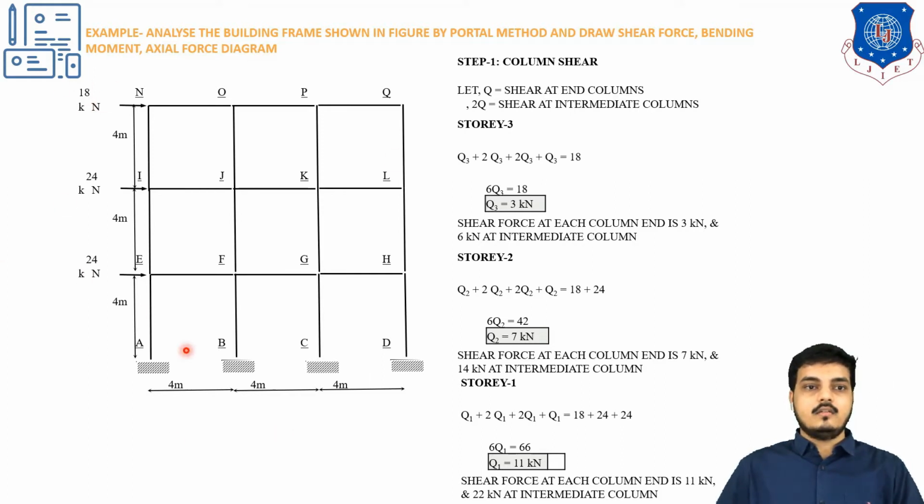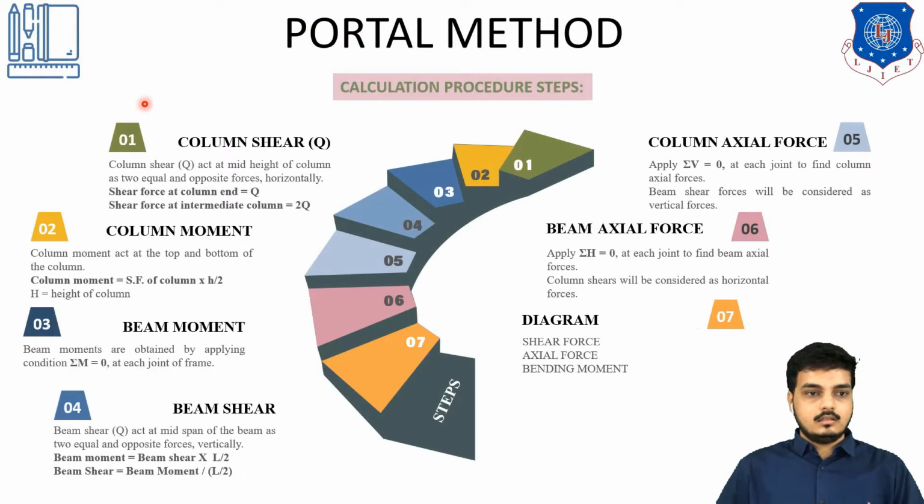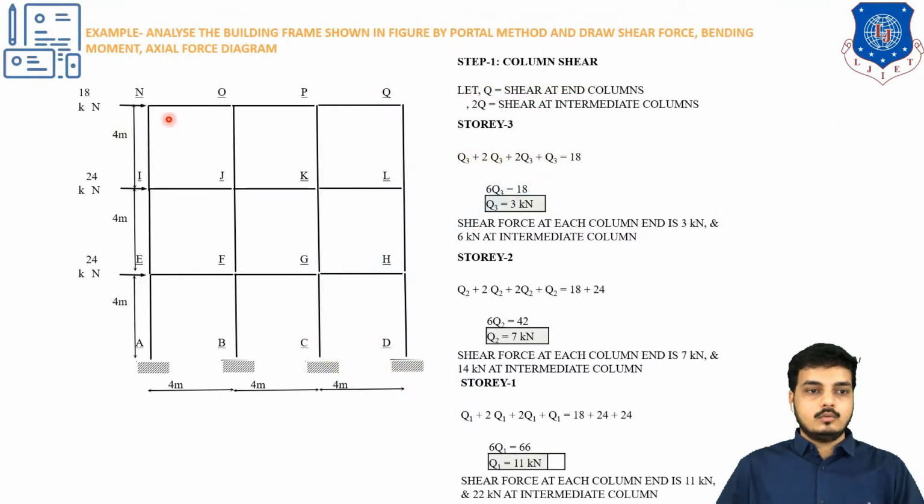Now let's start our example. Our first step is the column shear. In the previous slide you have seen that the first step is column shear: at the end columns it is Q, and at the intermediate columns it is 2Q. So for this one we will consider Q, and for these we will consider 2Q. We will be starting from top to bottom.